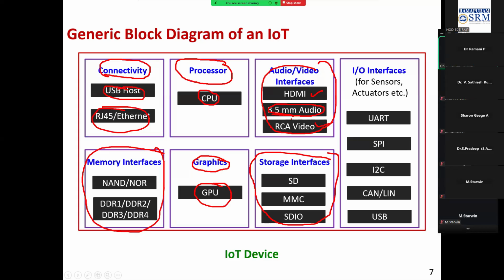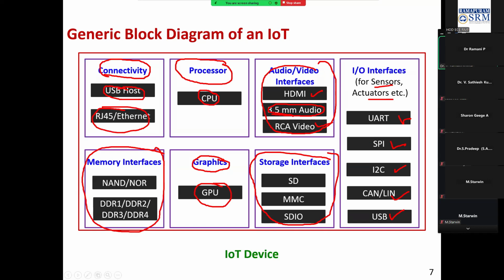If we want to connect sensors and actuators, we can use different communication protocols. In addition to your I/O pins, GPIO pins, we can also use communication protocols like UART, SPI, I2C. These are all serial communication protocols. The CAN protocol is widely used in automobiles, and the USB protocol is another through which we can connect sensors and actuators. So these are the different components that should be there in your IoT device, right?